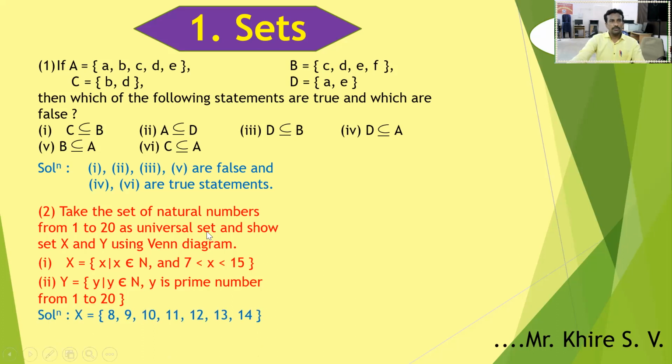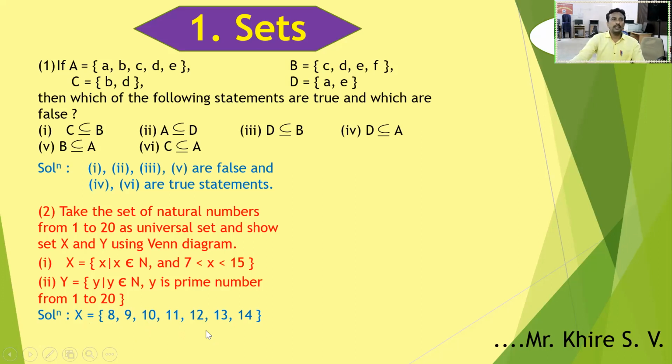First of all, we can see which are the elements in set X and set Y. In set X, x belongs to N, means x is a natural number and 7 is less than x is less than 15. This condition is given. Means the numbers in the set are greater than 7 and less than 15. It is 8, 9, 10, 11, 12, 13 and 14. These are the elements in the set X.